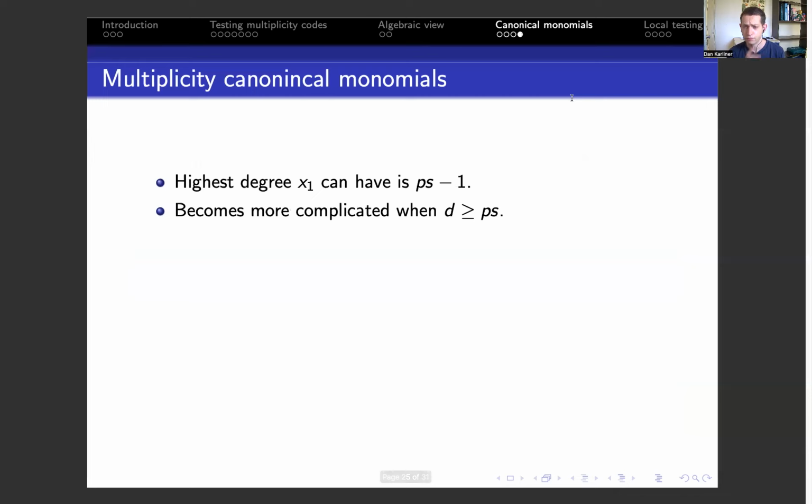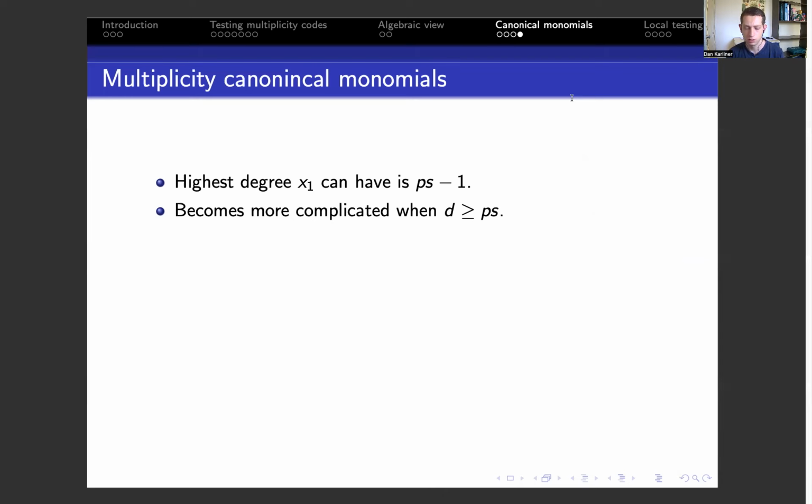Okay, so again, this previous discussion focused on the case where we can hope to transfer all the degrees to x1. If d is larger than ps minus 1, then x1 to the d is no longer a valid monomial in our basis, and then we need to analyze different coefficient polynomials.